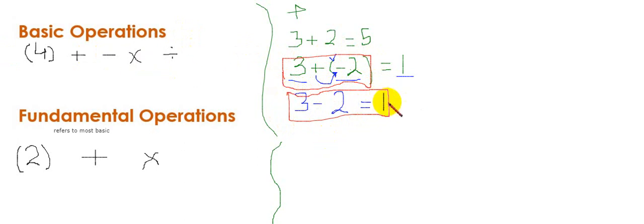This means that subtraction is a derived operation. There is no separate subtraction in mathematics; it is a derived operation. The fundamental, the most basic operation is addition. From addition we can derive subtraction, because whenever we are adding two numbers, one positive and the other negative, it gives us another operation, that is subtraction. That's why we call addition a fundamental operation, the most basic operation from which subtraction can be derived.